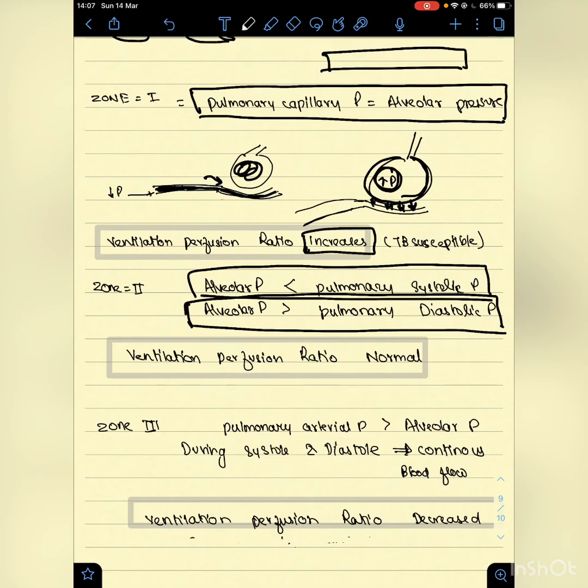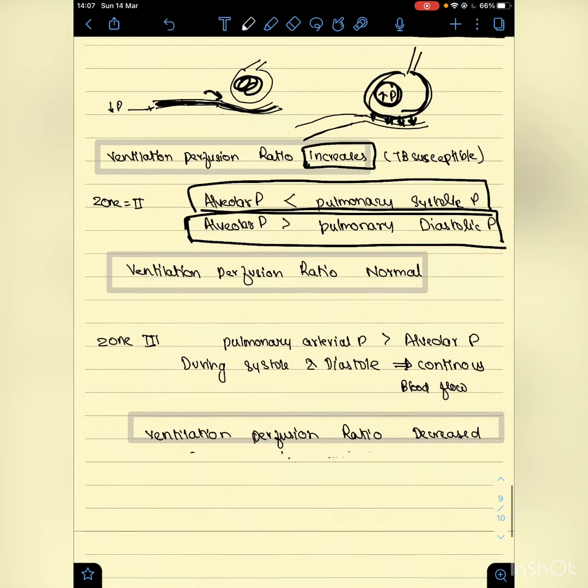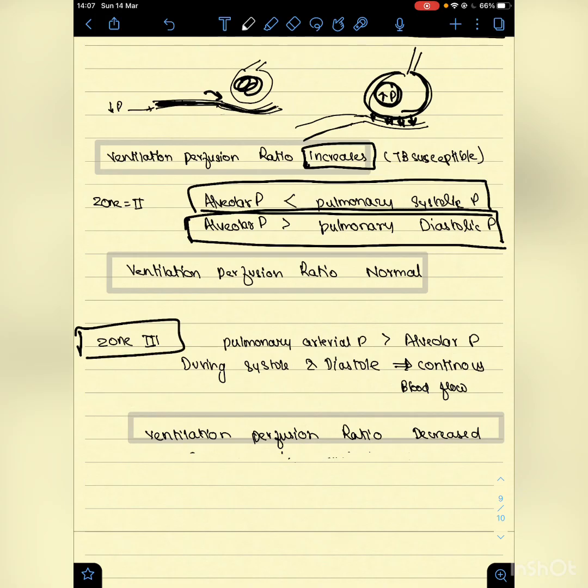The third one is nervous factor. Sympathetic stimulation causes vasoconstriction, which causes increase in pulmonary vascular resistance. Similarly, parasympathetic stimulation causes vasodilation, which causes decrease in PVR.